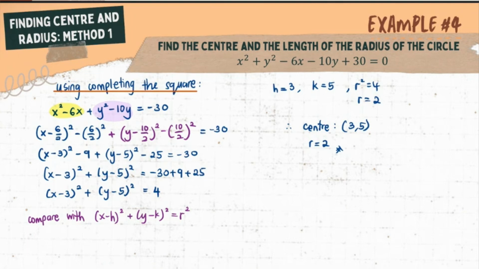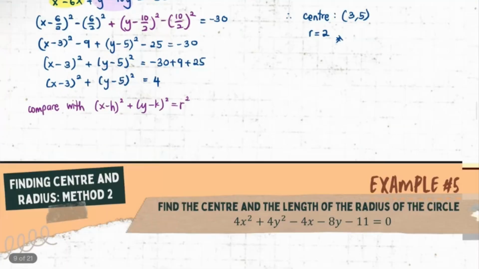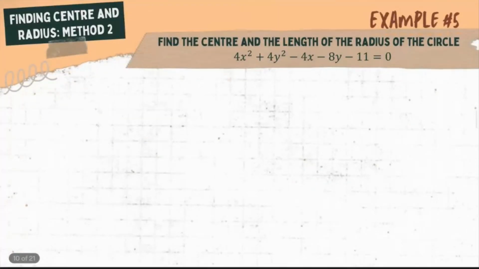Alright, so now let's moving on to the next example. This example kita nak gunakan method yang kedua where we are going to directly compare with our general form. So masih lagi soalan yang lebih kurang sama. Okay, so kat sini kita nak gunakan method compare with general equation. Okay.